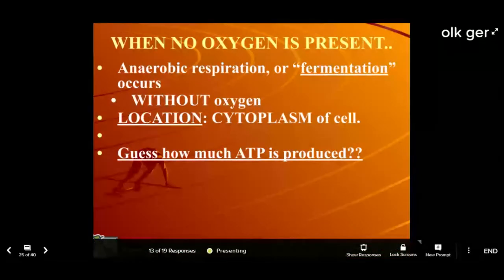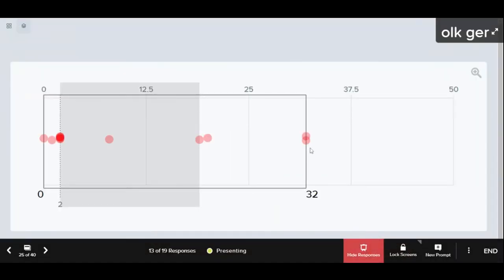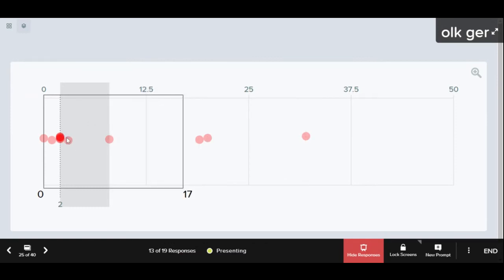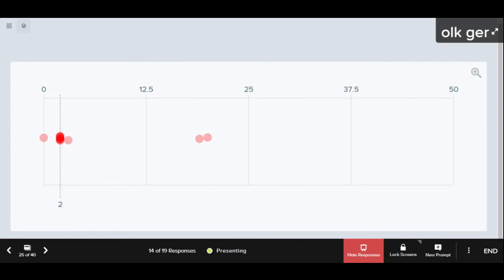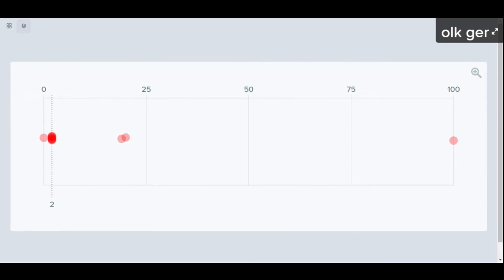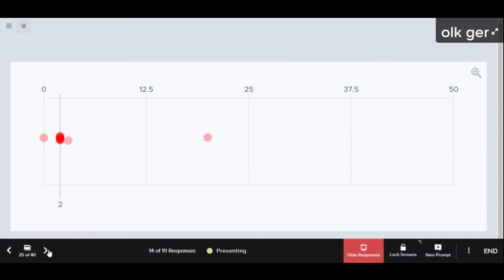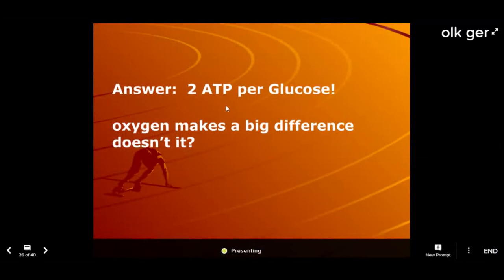So how many ATP is produced? Let's guess. Let me see what we got. We got a range, bringing it all the way down to 2. That's a net gain of 2. It makes 4. Very good. I would give you credit for either 4 or 2, because 2 is the net gain, but 4 is the overall amount because it costs energy to make energy. All right, good. The answer is 2 ATP per glucose. Oxygen makes a big difference. Remember, we made like 36 when we had oxygen.